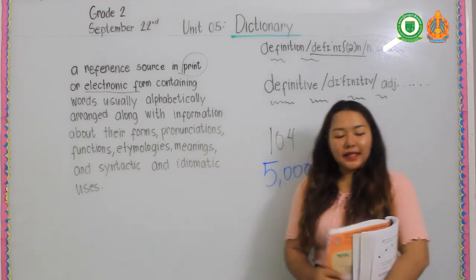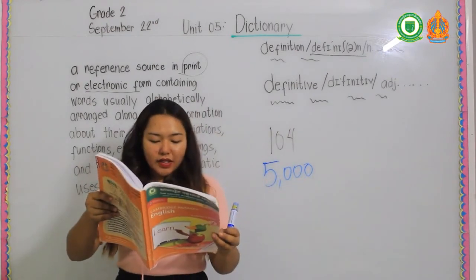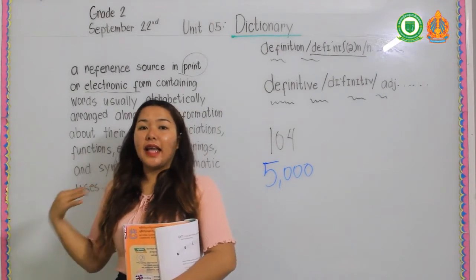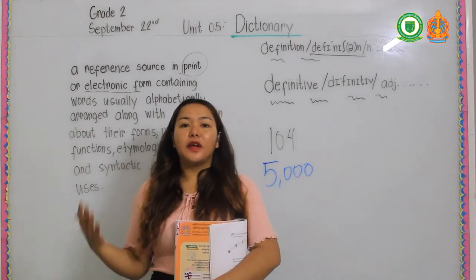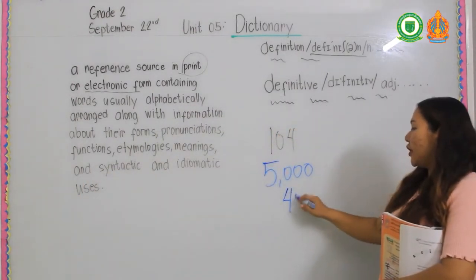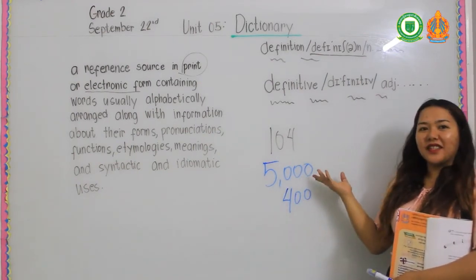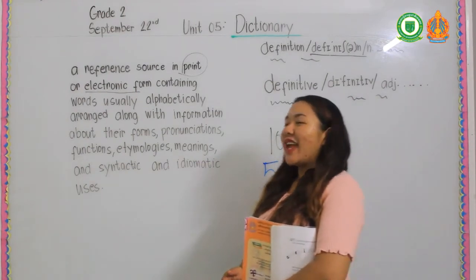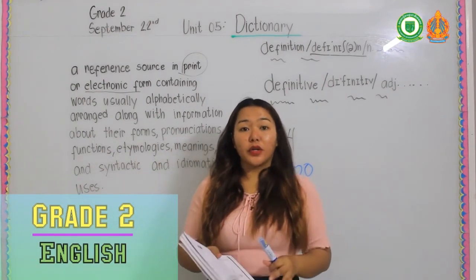Okay, and next, it says here the first dictionary of the English language was written more than 400 years ago. So the English dictionary that we use right now, the very first one was written around 400 years ago. So not even half of this one, but it's still a long time ago, right? I think that's a good thing for you to know as well for your dictionary.